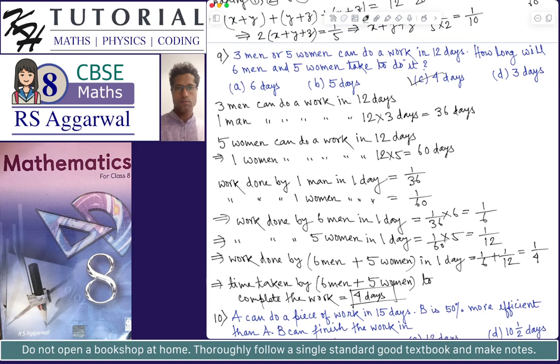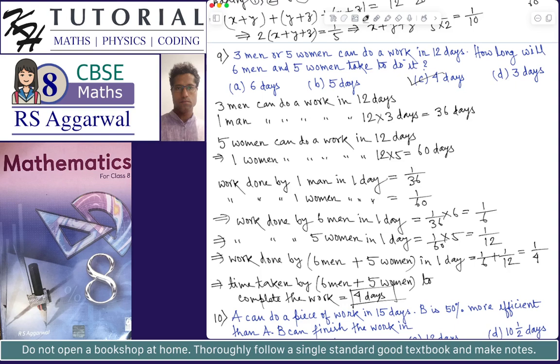This problem is a little conceptual. The question was asking how long will 6 men and 5 women take to do it. So whenever it is asked what is the time taken to complete a work, we need to find the amount of work done in one day, and if that amount of work done in one day can be expressed as 1 by n, then the total work will be done in n days.